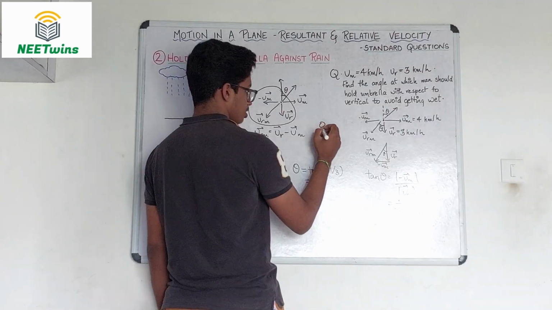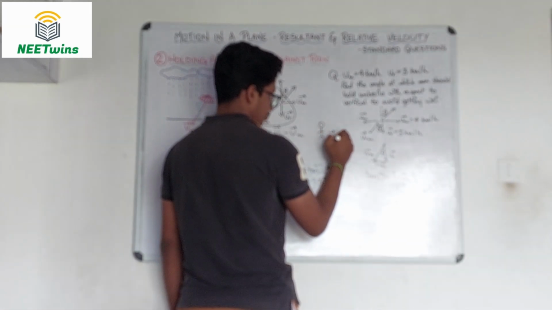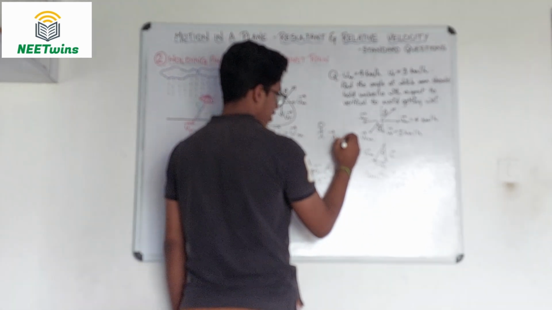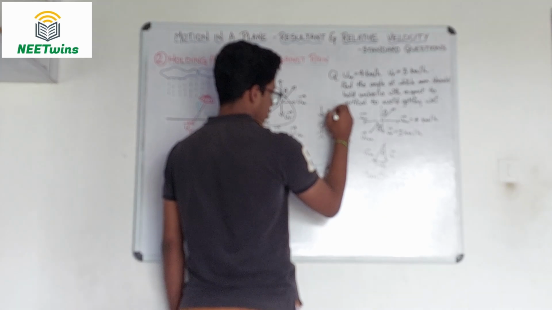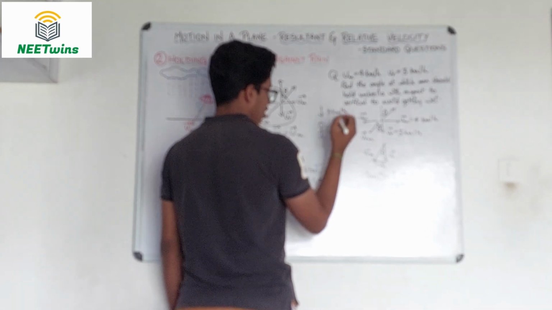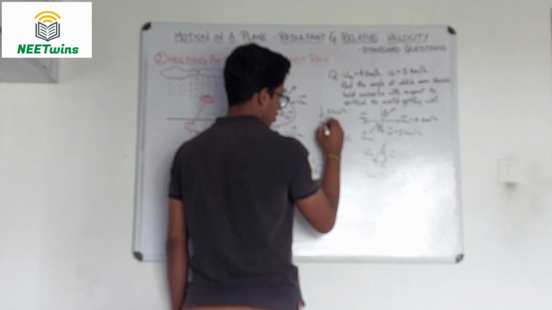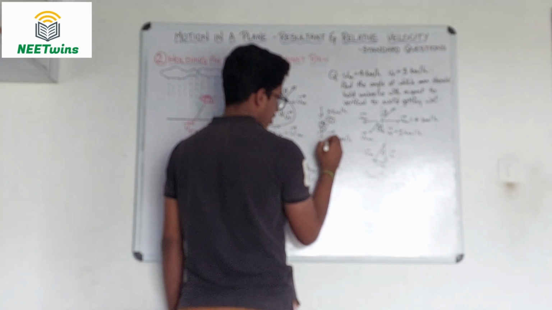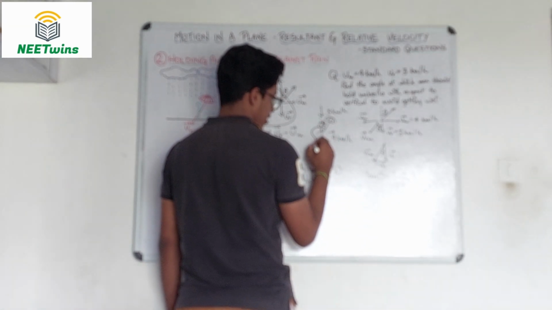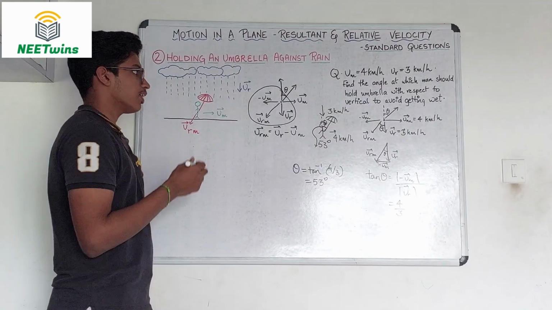So suppose this was the man and he was running at 4 km per hour and rain is falling vertically at 3 km per hour, he should have the umbrella in his hand which he is holding at an angle theta, and this angle theta is equal to 53 degrees. So this is how we easily solve these relative velocity questions.